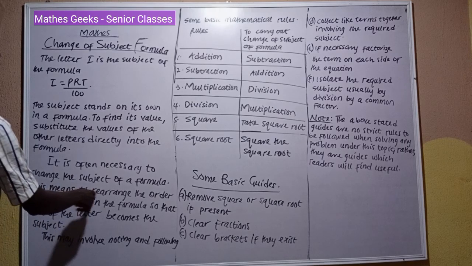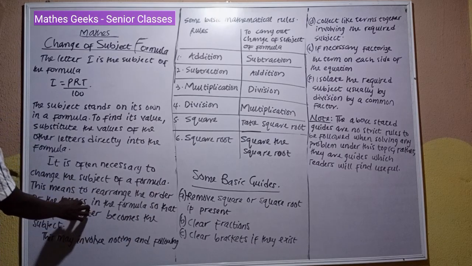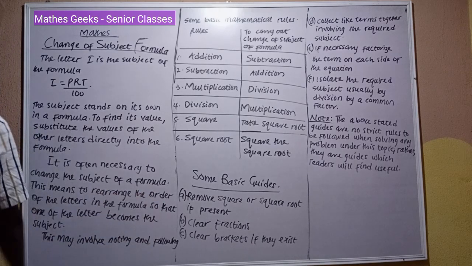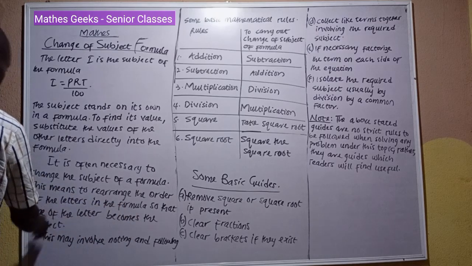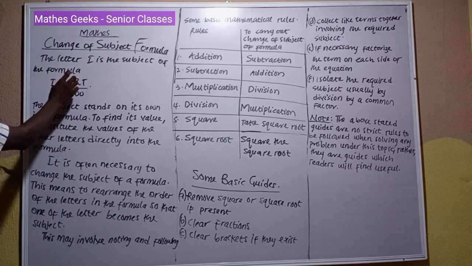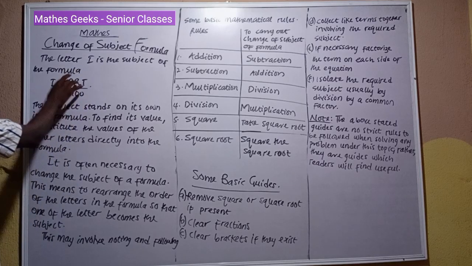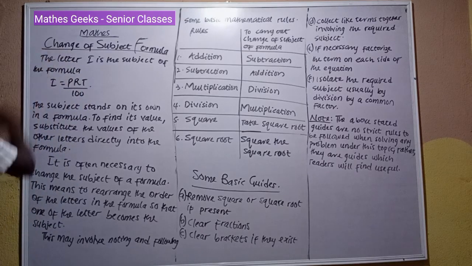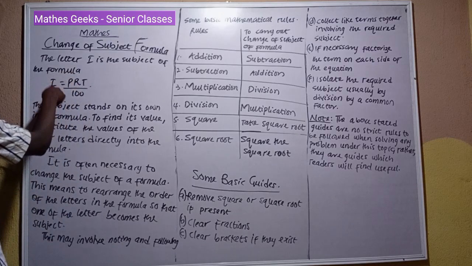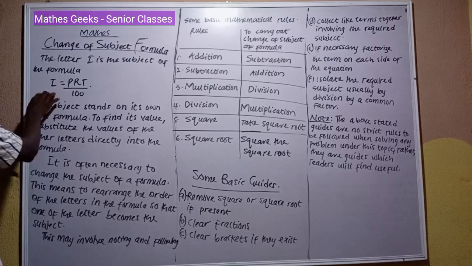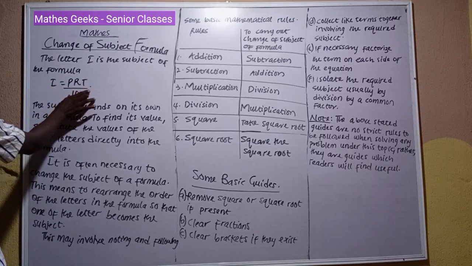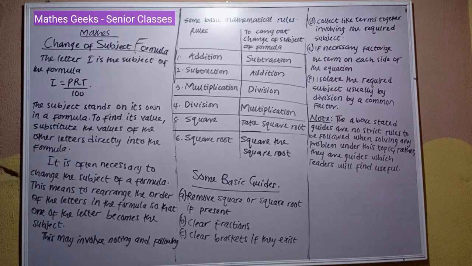So this means to rearrange the order of the letters in the formula so that one of the letters becomes the subject. So if we are going to get the value of R, given that we know the value of T and the value of P and the value of I, what we do is rearrange this equation so that R stands alone. So when R stands on its own and I, T, P, and 100 are connected on the other side of the equation, in that sense, R is the subject of the formula.